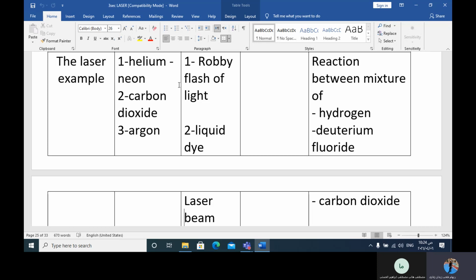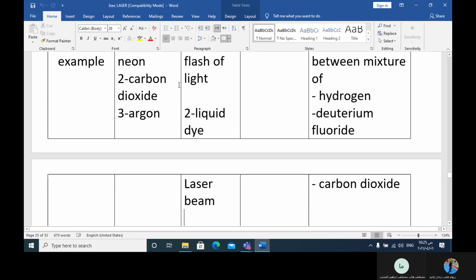So some lasers depend on optical energy as a source of exciting atoms, such as the ruby laser and the liquid dye laser. The ruby laser depends on a flash of light, and this flash can be produced from any normal source of light, but it has to be intense, with high energy. The second example is the liquid dye laser, which uses another type of laser, any kind of laser, to produce the optical energy necessary to excite atoms.